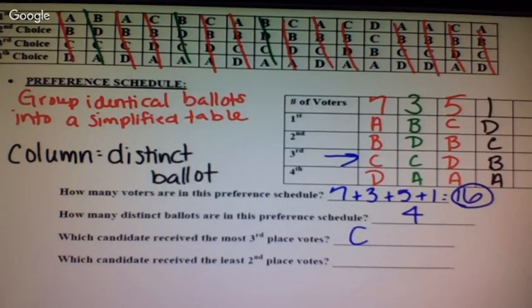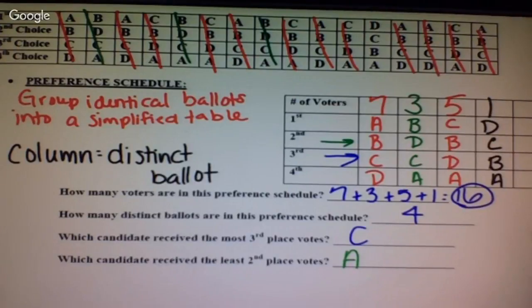Which candidate received the least second place votes? So now we're in the second place row. C. No. B. A. Why is it A? A doesn't show up at all. If they were talking about just the ones that were in second place, it would be C. But here it's going to be A because they have no votes at all in second place. C has 1, B has 12, and D has 3.